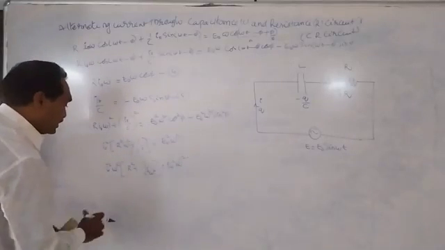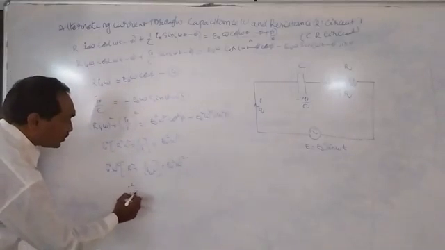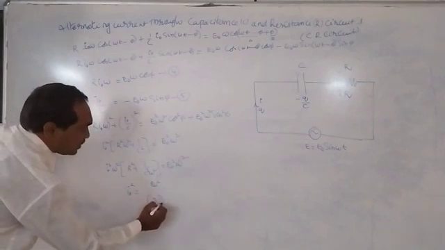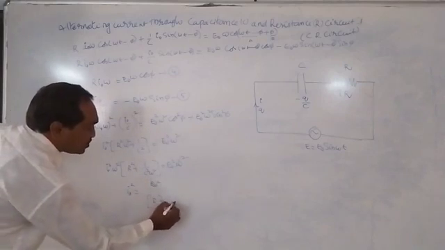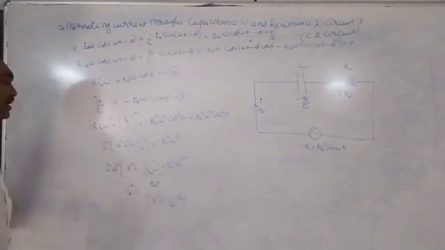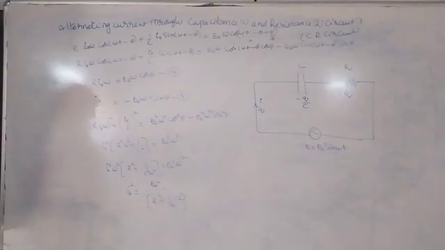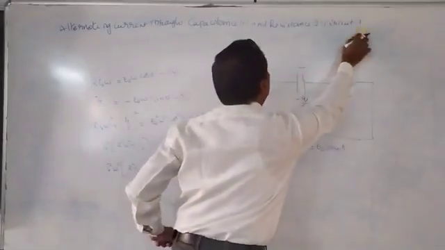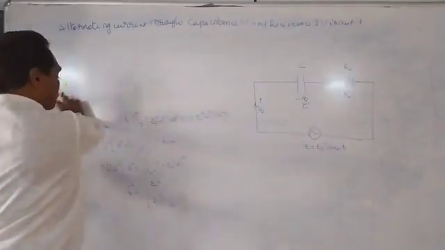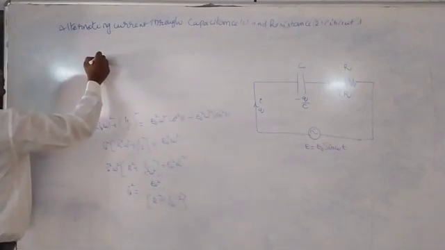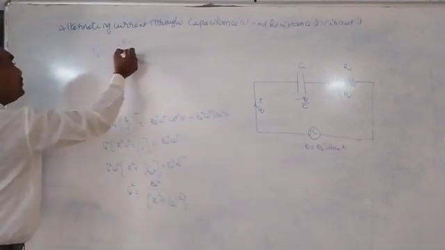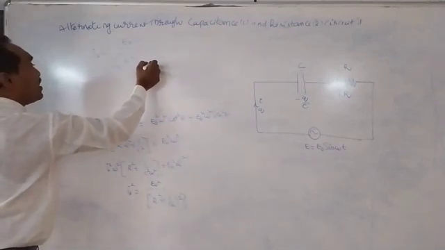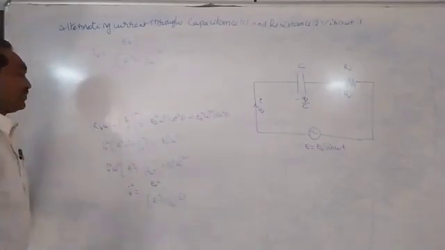Now I naught square is equal to E naught square by (R square plus (1 by C omega) whole square), or 1 by C square omega square. Now I naught is equal to E naught by square root of (R square plus (1 by C omega) whole square).